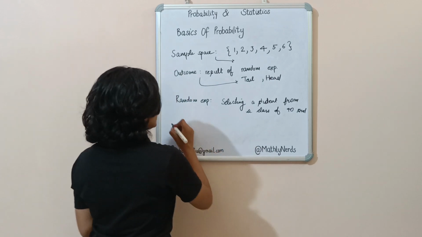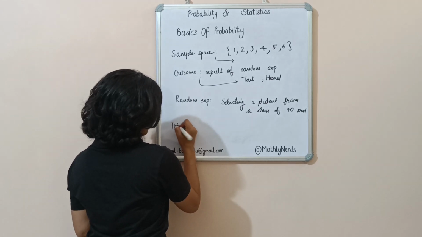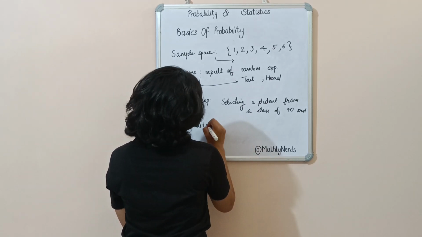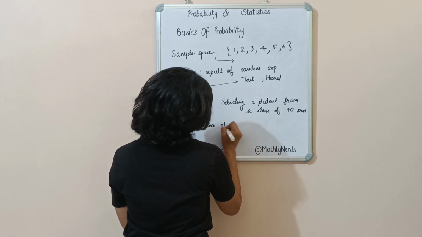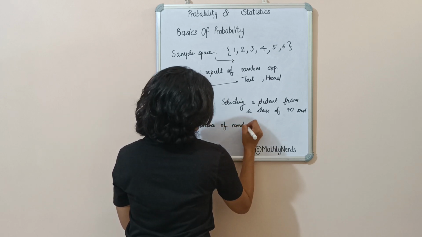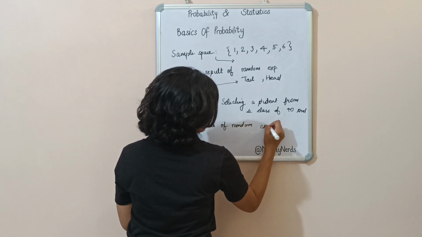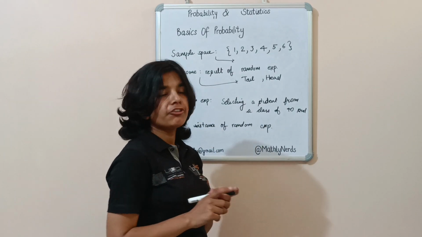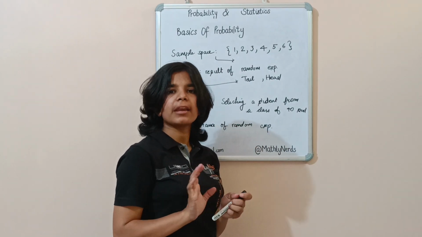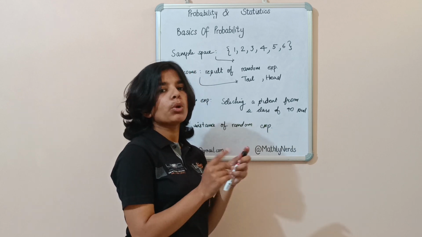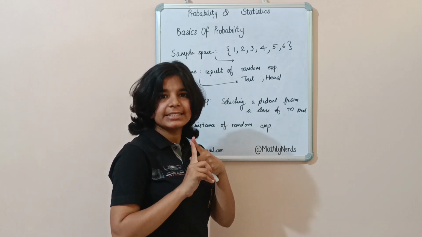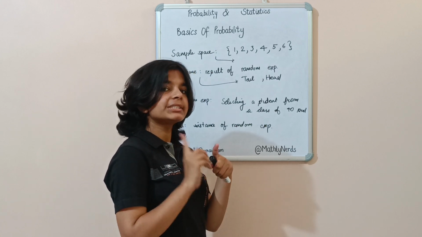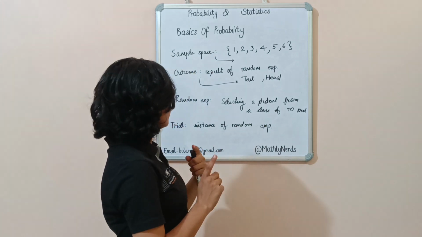Our next term is a trial. Trial is an instance of a random experiment. For example, in a random experiment, we roll a die for n number of times. So rolling a die each time is an individual trial that will result into an outcome.